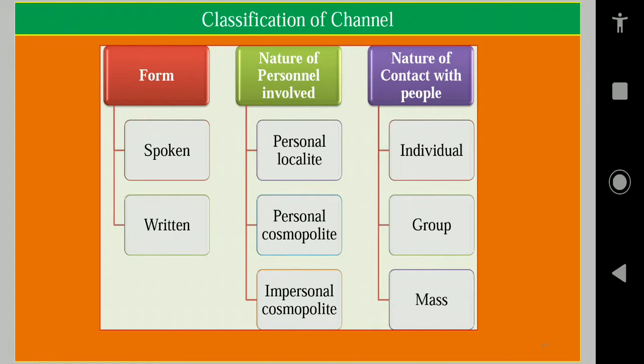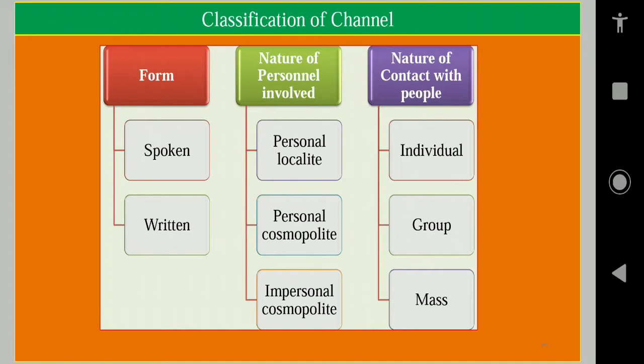Then come to impersonal cosmopolite. Impersonal means not a person, and cosmopolite means outside the social system of the receiver. So here the channels of communication are from outside the social system of the receiver, and at the same time no personal face-to-face contact is involved. These are mass media. For example, mass media is not a person, and it is outside the social system of the receiver, and is important in areas of high urban influence and for farmers who are modern or are changing from traditional to modern.